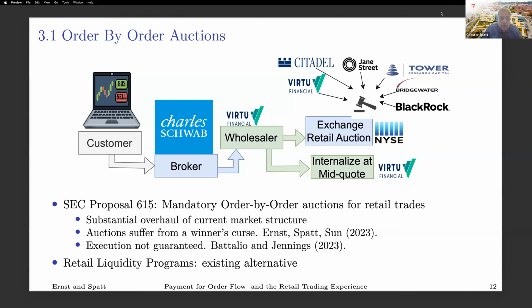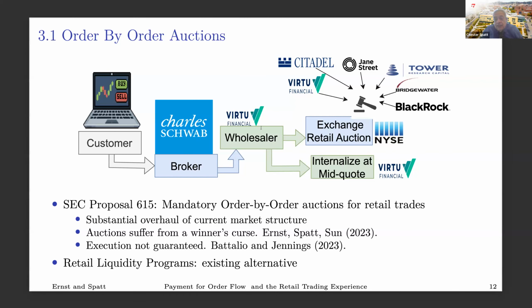And in a model with Yan Sung, we analyze order-by-order auctions and basically show that those auctions would suffer from a winner's curse. Basically, what our paper shows is that the market makers, because they would be in different circumstances on individual orders, particularly orders for small and illiquid stocks, that there would be a winner's curse that would get in the way of competition, because the brokers would be in very different situations ex post. There would not be as much competition.